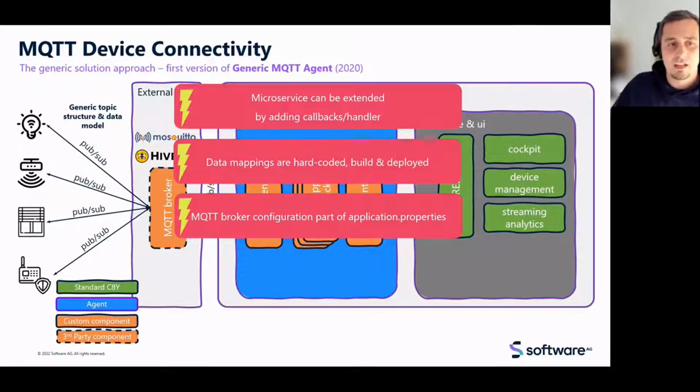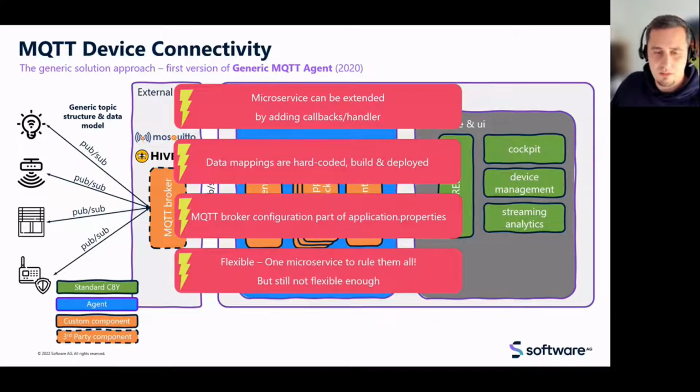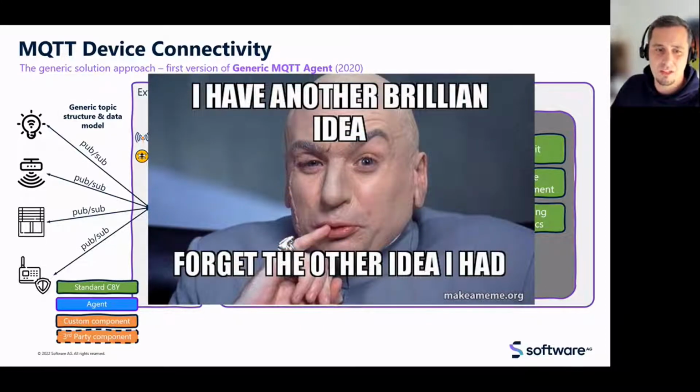Also, there was the question of how I can connect to the MQTT broker. I used an application properties file to specify the MQTT broker details like user details, URL and port, but this is also not very flexible. So as a summary, I said, okay, it's kind of flexible, but not flexible enough. One microservice to rule them all is nice, but it's not the finest thing I can think about. So just forget that and maybe start with a new idea of how we can actually do that.